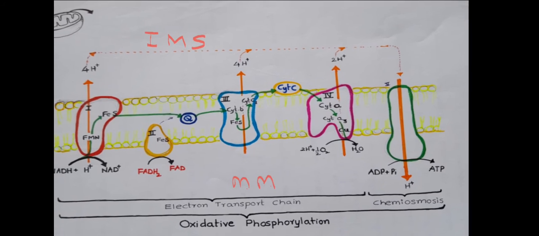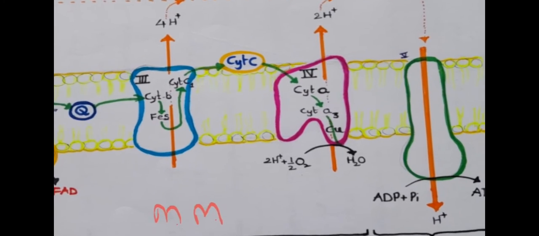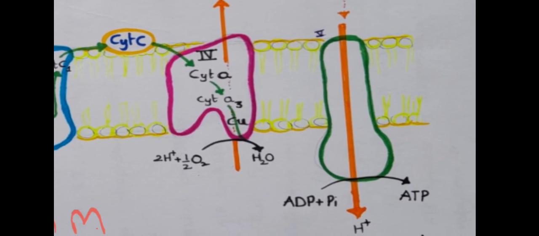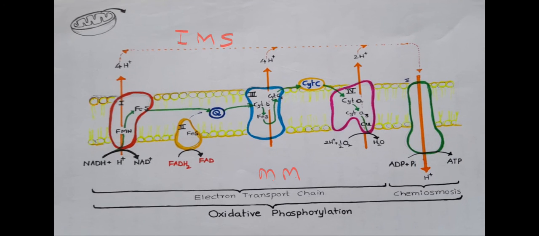The protons which are pumped from the mitochondrial matrix to the intermembrane space try to move inside again, or try to enter the mitochondrial matrix. They can enter through the fifth enzyme complex only. While they are moving through the fifth enzyme complex, ATP is synthesized. So the proton motive force is very important for the production of ATP.